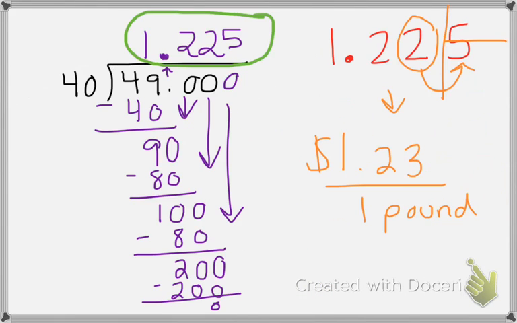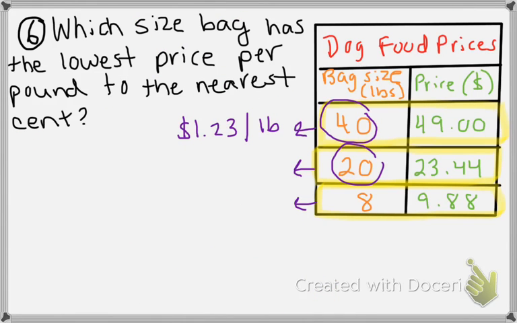So let's go back and write that down. So we have $1.17 per pound. Now in this case, which bag is cheaper, the 40-pound or the 20-pound per pound? The 20-pound. But we still have to do the 8-pound to make sure. So that's what we're going to do next.